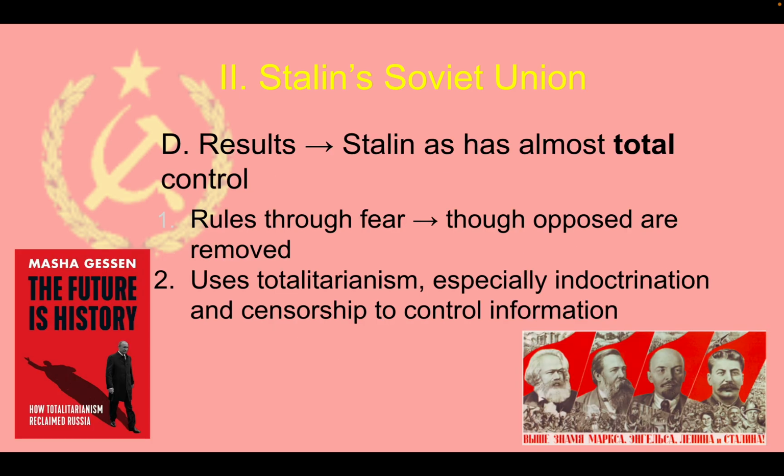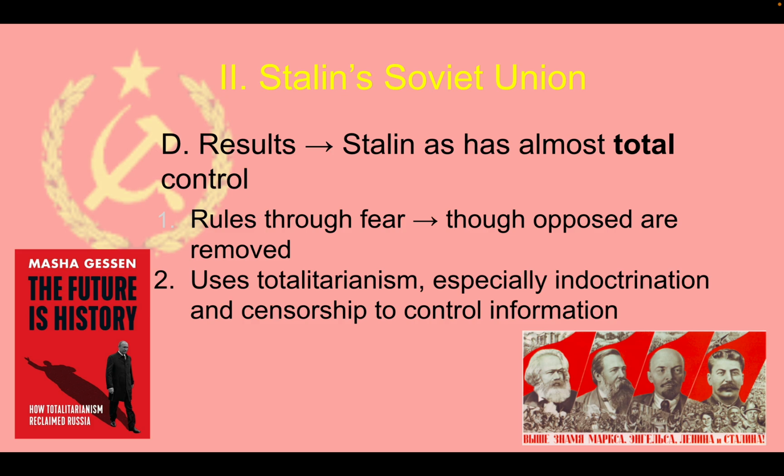So what are the results of this time period? Stalin has almost total control of his people. He rules through fear because those that are opposed, which I realize is typed very terribly wrong, that should be those that are opposed are removed. And that is a twin effect of not only does that perpetuate fear because you saw someone speak out against the government and now they've been removed, but it also has that effect of censorship because now you're not hearing from them. And instead, you're just hearing information from the state.